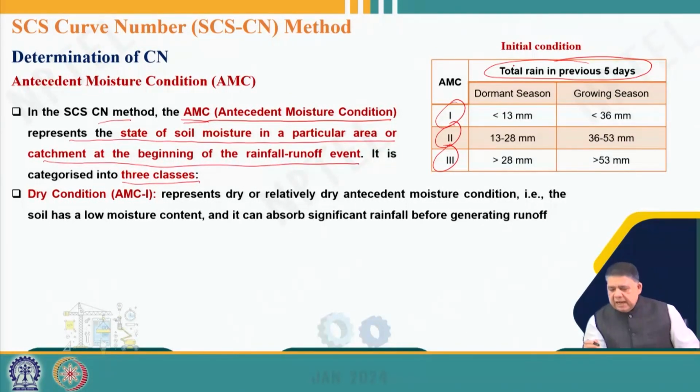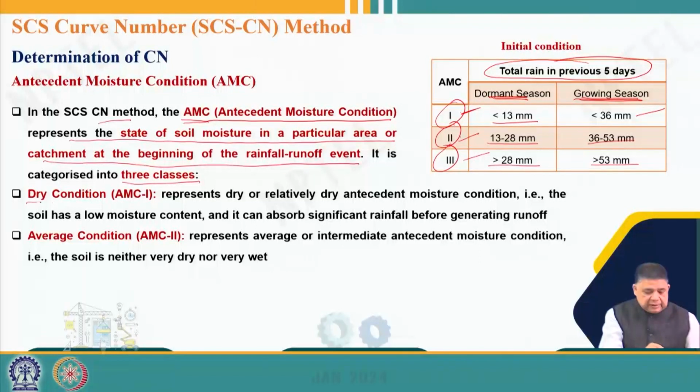And of course, there are 2 seasons that are identified. So dormant season and growing season. Dormant season, that means there is no crop, and growing season, that means crops are being cultivated. So if dormant season, if previous 5-day rainfall is less than 13 mm, then we are AMC 1. If it is between 13 and 28 mm, then we are AMC 2, and if it is greater than 28 mm, then we are AMC 3. Similarly, in the growing season, the values range from less than 36 millimeters for AMC 1, 36 to 53 millimeters for AMC 2, and greater than 53 millimeters for AMC 3.